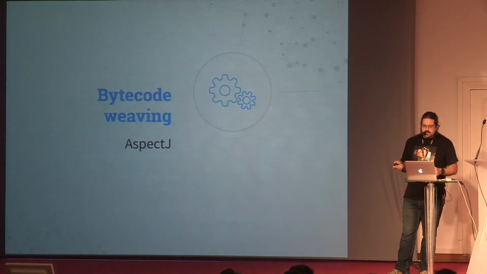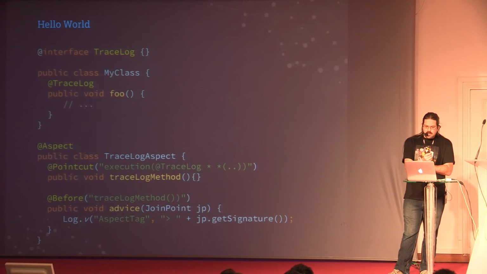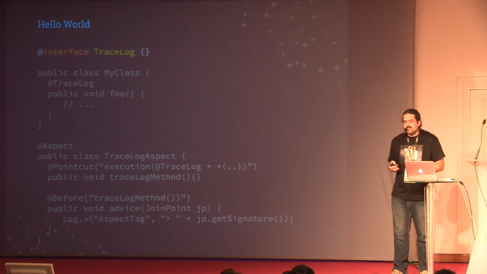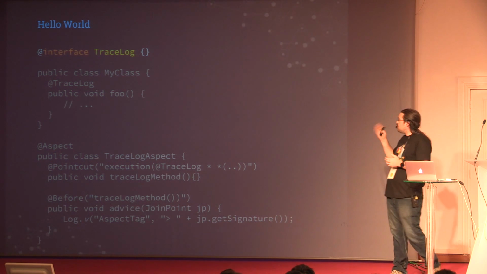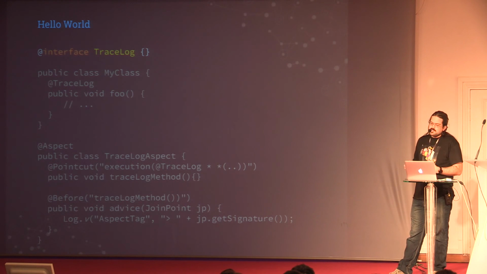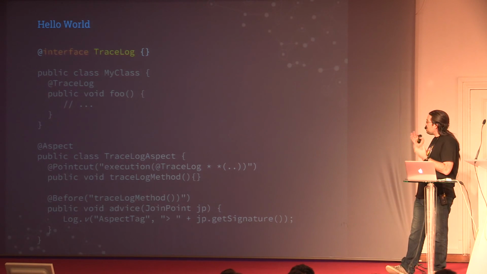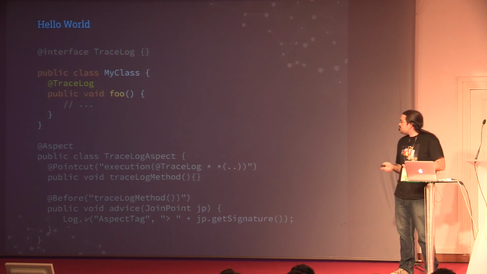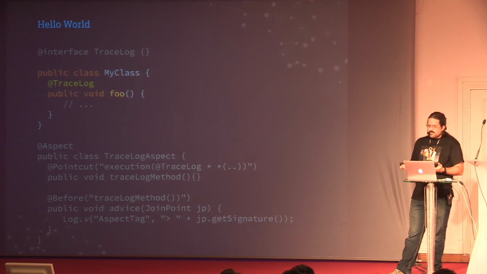So let's look at a bit of code. Here we are going to define an interface. I don't put everything that you should add, like the retention and the targets, but it's basically just an annotation that we're going to use on a method.